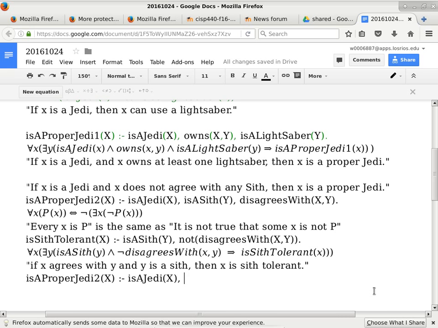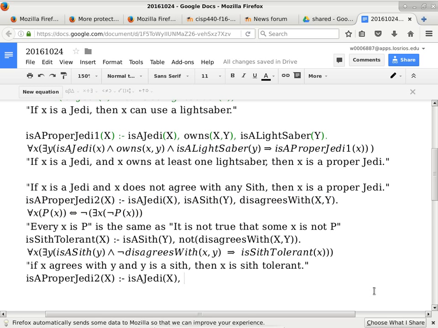Yes, you have is a proper Jedi 1, and it's a proper Jedi 2. This should be is a proper Jedi 3, because otherwise you'll be overriding the previous definition. No, but this one is wrong. I don't like this one. So we want to fix the problem with this one with what I'm typing right here.